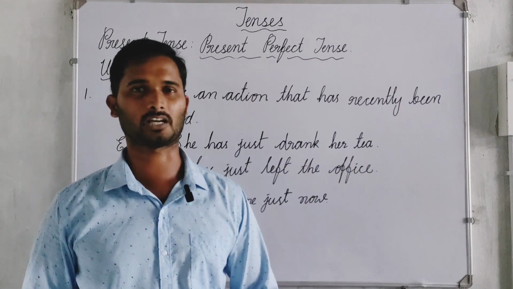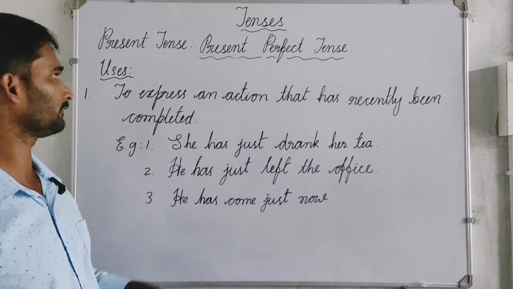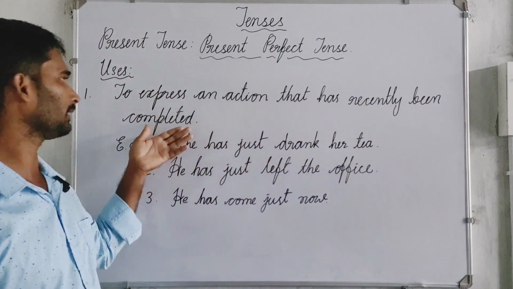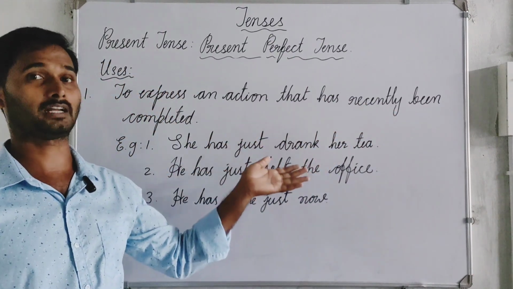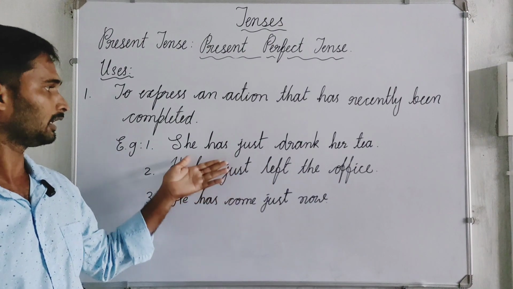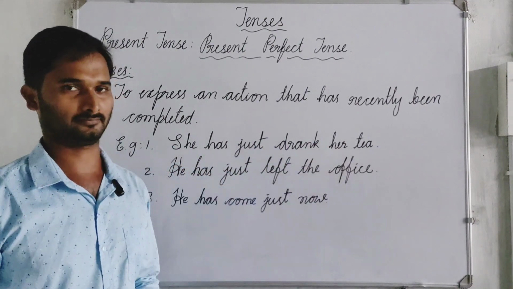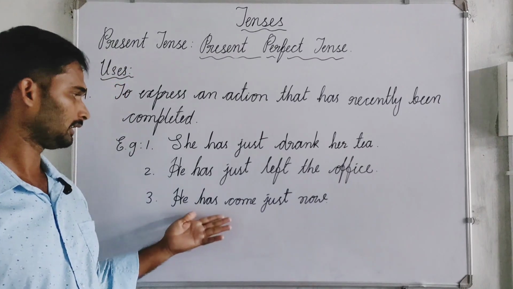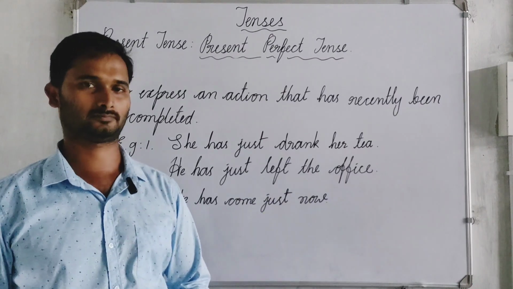Let us learn the uses of the present perfect tense. Here is the first use. It expresses an action that has recently been completed, meaning just now completed actions. Here are a few examples. She has just drunk her tea. He has just left the office. He has come just now.